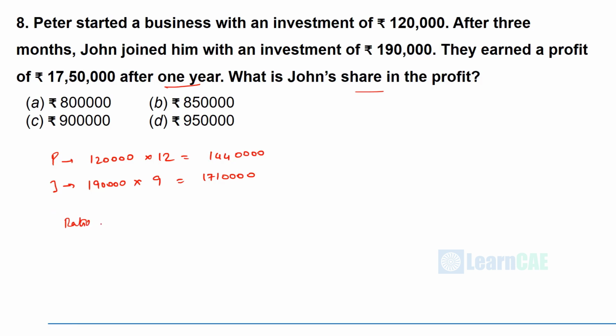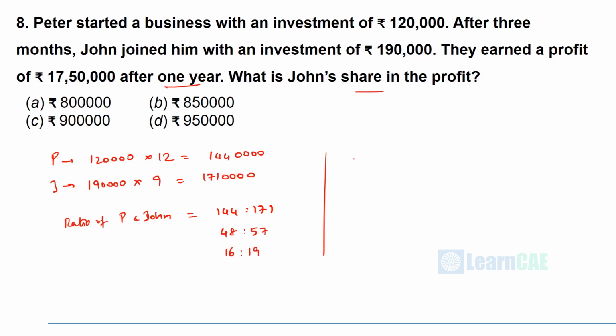So the ratio of Peter and John is 144 is to 171. I think we can divide by 3. So this will be equal to 4 3s are 12, 48, is to, this one is 5 3s are 15, balance 57. Okay. So this is the ratio. We can further divide by 3. So this is 16 is to 19. So this is the ratio.